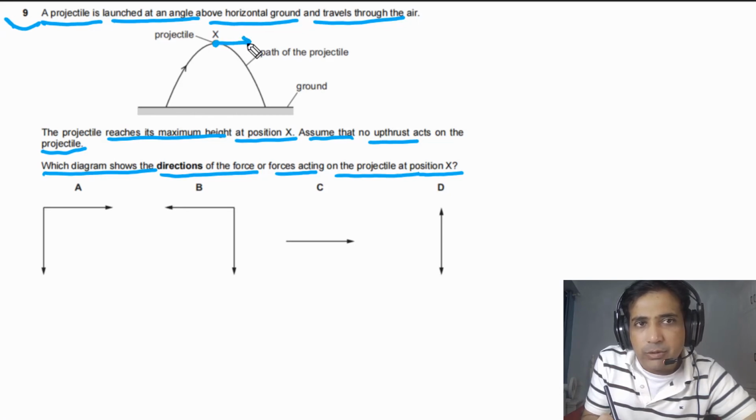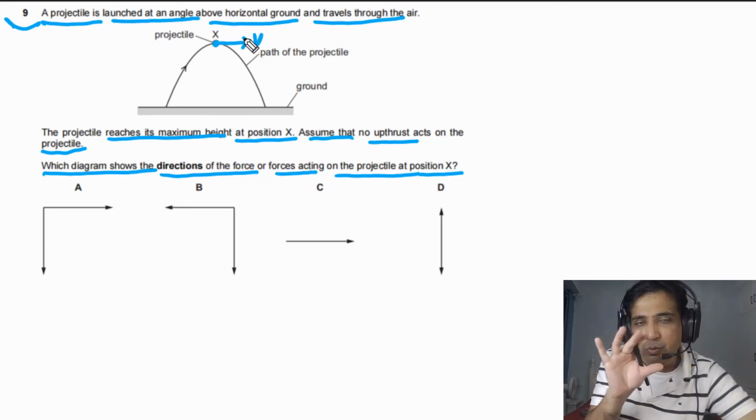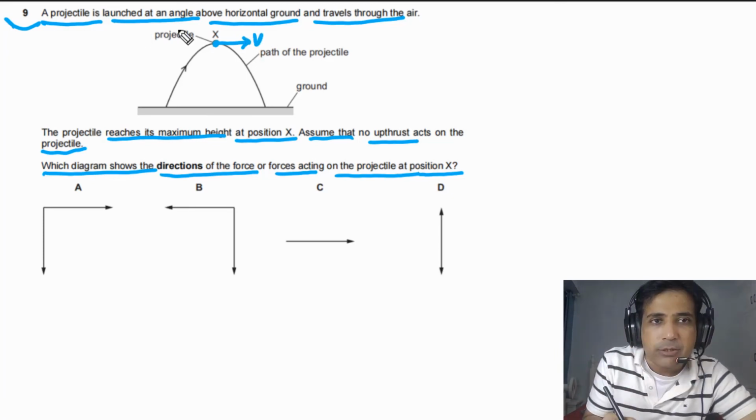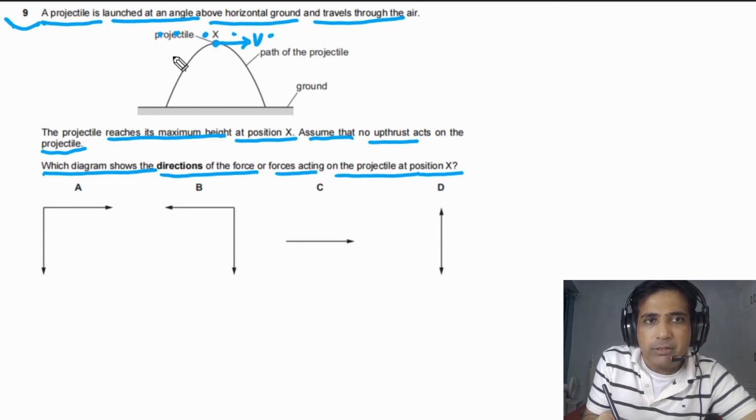So this is the speed of the projectile. Our projectile is moving to the right. As the projectile is moving to the right, now we need to imagine air resistance. So imagine that there are air particles. We cannot ignore air resistance in this case, so you can imagine there are air particles. Simply you can imagine like this.